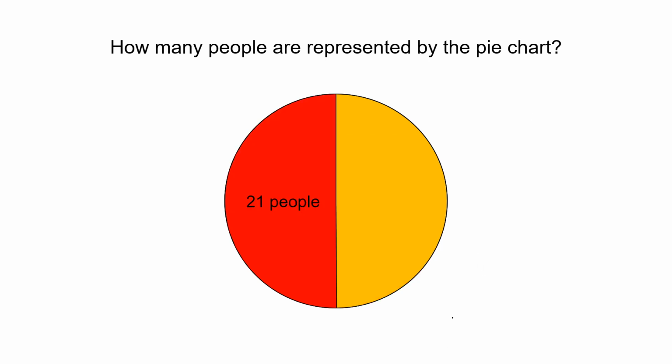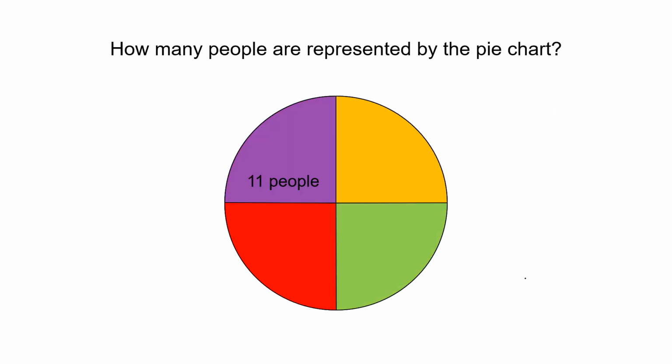Let's have a look at this one. How many people are represented by the pie chart? So how many people are there in total? It tells us that the red section is 21 people. Now if you have a look at the pie chart, we can see that it's split into half. So we know that half of our pie chart is equal to 21. Therefore the other half, because they have to be equal, also has to be equal to 21. So all we have to do is 21 plus 21, and that gives us an answer of 42.